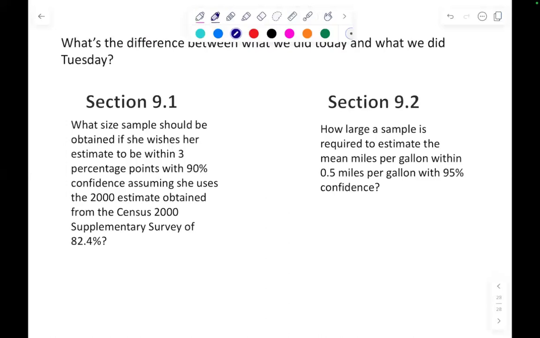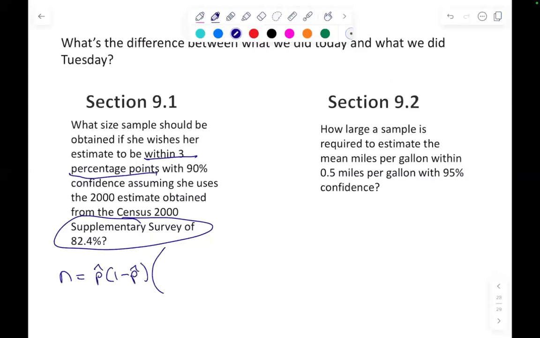Okay. So you will see things like, if she wants to obtain within 3 percentage points, usually it'll say something like within 3 percentage points. And it might say something about a previous survey or something like that. But your margin of error will be listed as within a certain number of percentage points. Then you will use this formula. That's the formula that you are going to use.